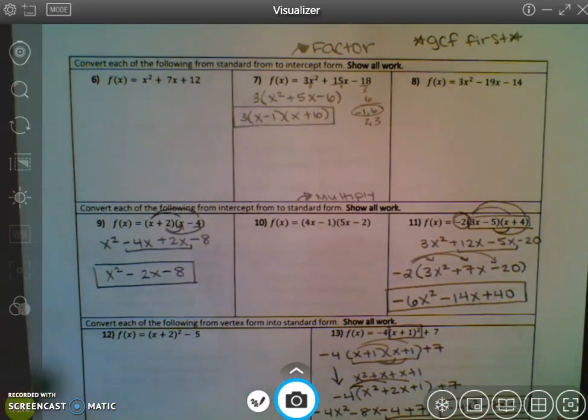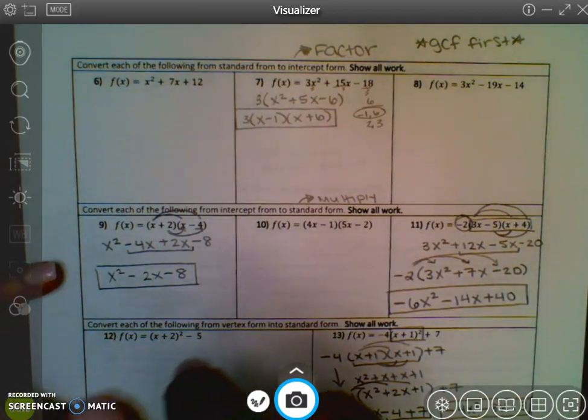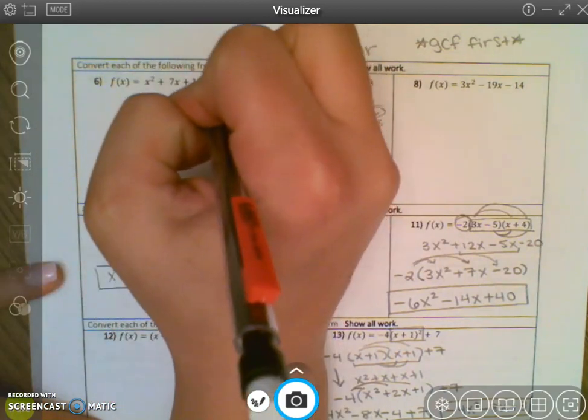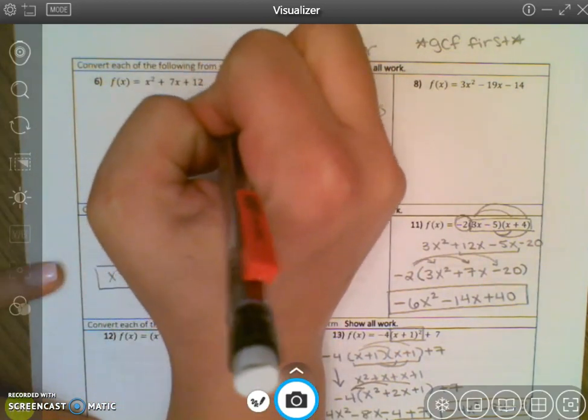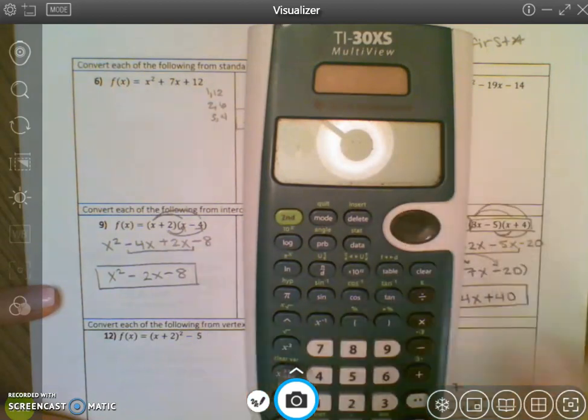Okay, so convert the following standard to intercept. Okay, again, intercept means factor. So again, 12: 1 and 12, 2 and 6, or 3 and 4. Remember, if you don't know what the factors are, you can use your table.